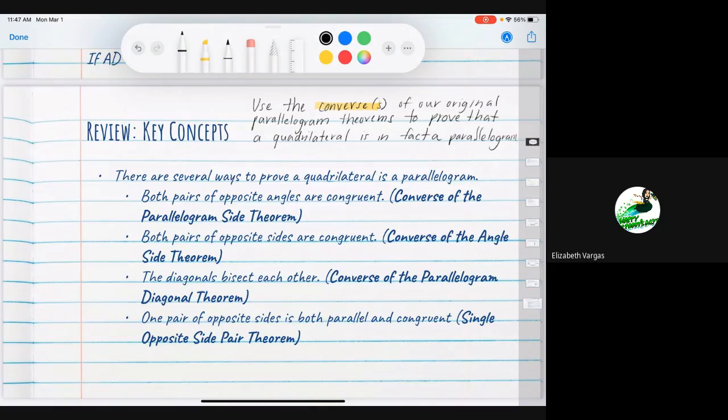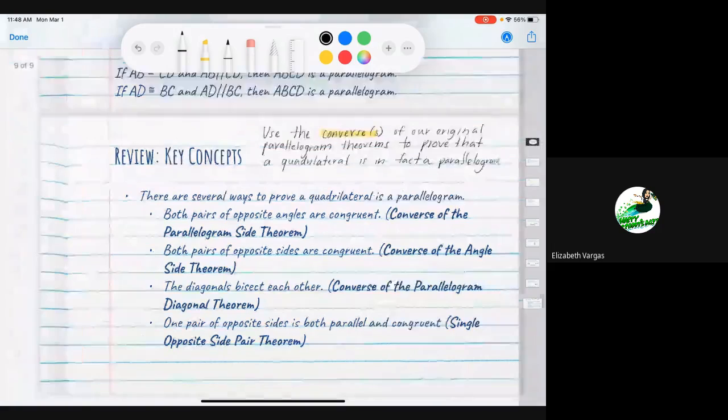So there are several ways to prove a quadrilateral is a parallelogram. We can use the converse of the parallelogram side theorem, which basically says both pairs of opposite angles are congruent. We can use the converse of the angle side theorem, which tells us that both pairs of opposite sides are congruent. Or the converse of the parallelogram diagonal theorem, which tells us that diagonals bisect each other. Or we can use the new theorem that we looked at today, the single opposite side pair theorem, which basically says if even one pair of opposite sides are both parallel and congruent, then we can prove that that quadrilateral is in fact a parallelogram.